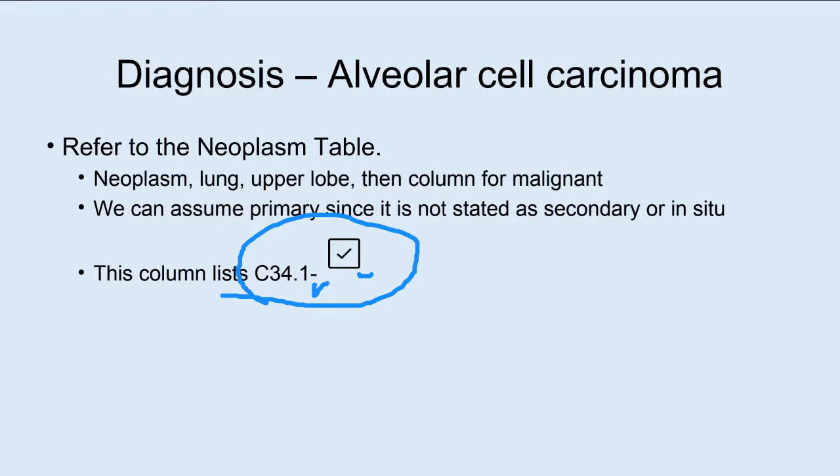Remember that if you don't have all the digits listed in a code that are possible, the code is referred to as invalid, but that just means it's wrong. So if you put down a code, you put down C34.1 by itself with no additional digits, it's wrong because there are additional digits that are needed.